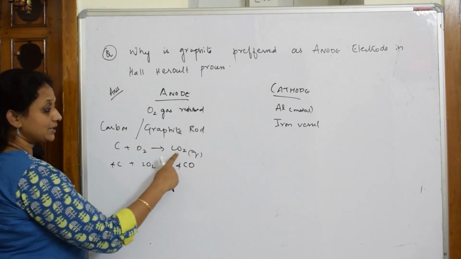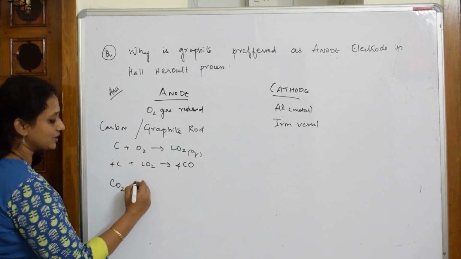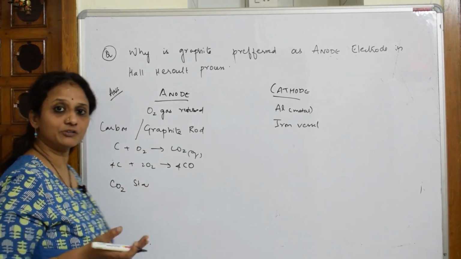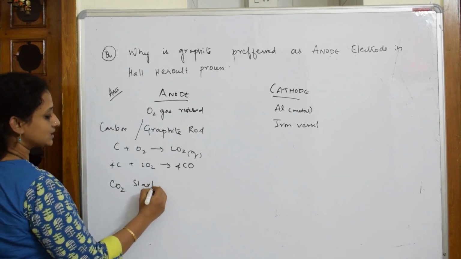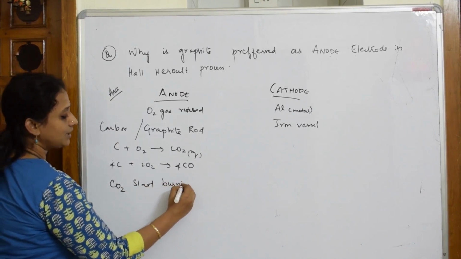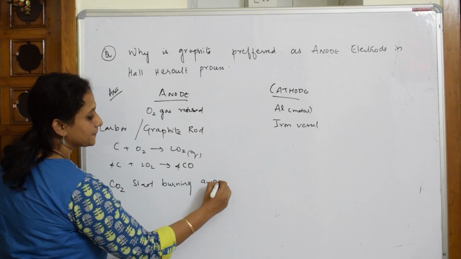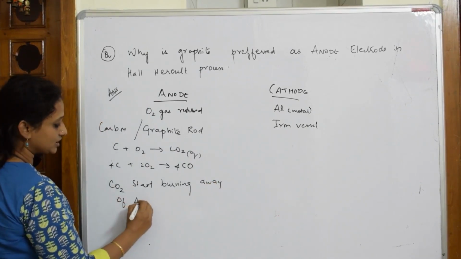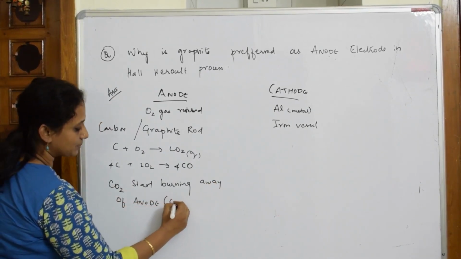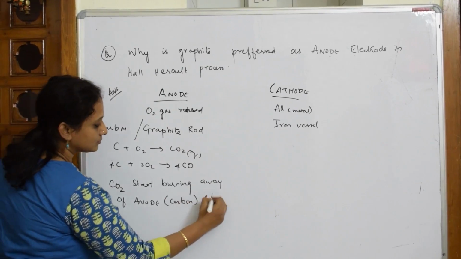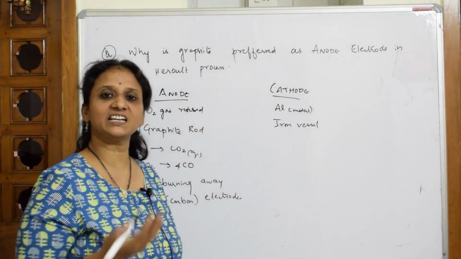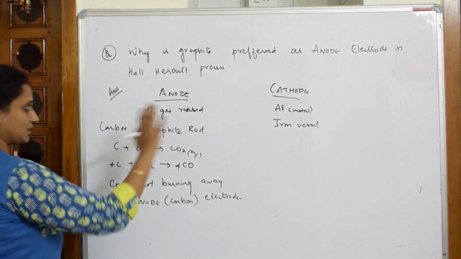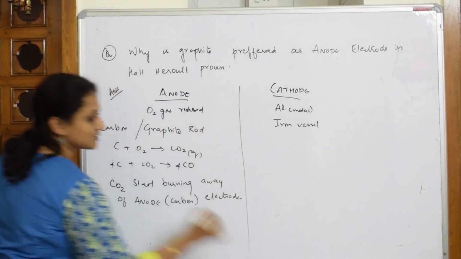This carbon dioxide, what does it do? It will start burning up the anode electrode. It starts eating up and burning away the anode electrode, that is your graphite, your carbon electrodes. So you have to keep replacing it every time, isn't it? That is the most important disadvantage.